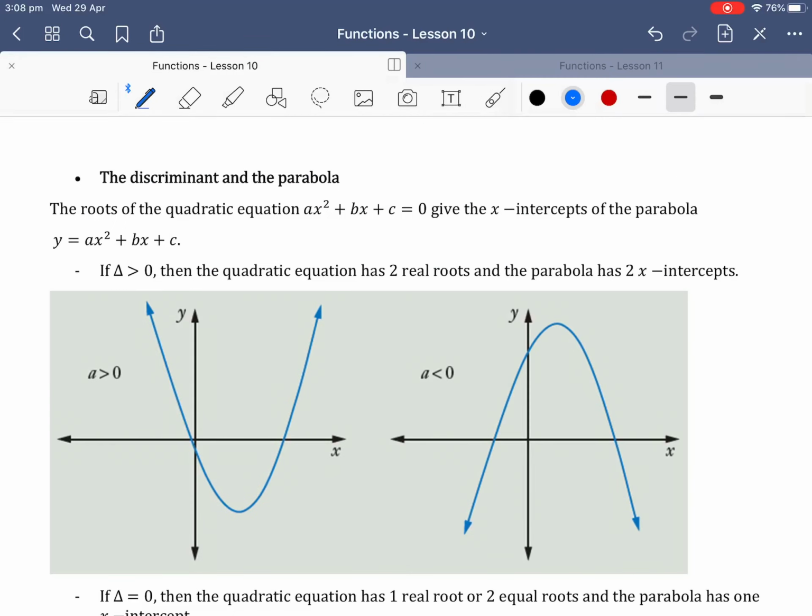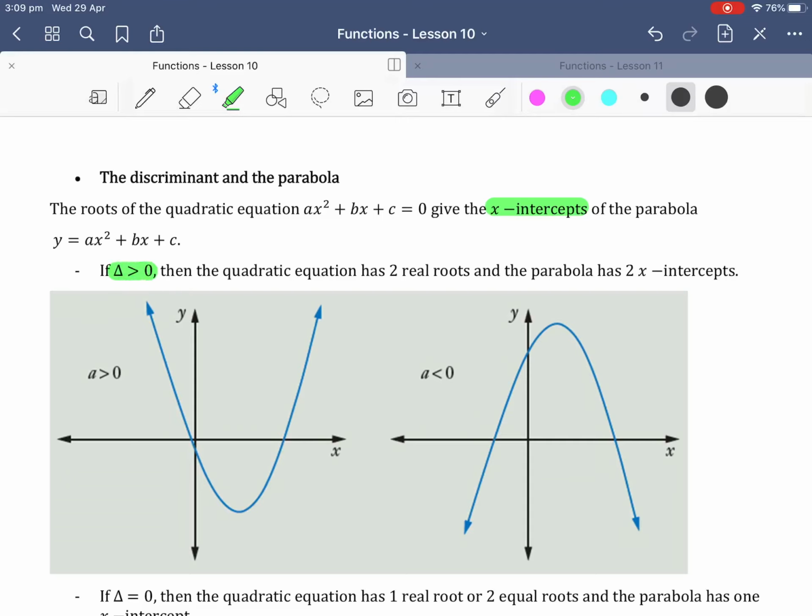Moving on, we want to look at the discriminant and the parabola. As we know, the discriminant comes from a quadratic equation. Quadratic equations give us parabolas. So the roots of the quadratic equation ax squared plus bx plus c equals 0 give us the x-intercepts of the parabola. Okay, so the roots of our parabola are our x-intercepts.